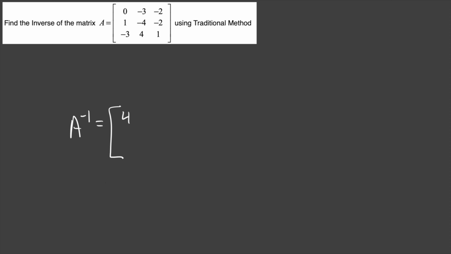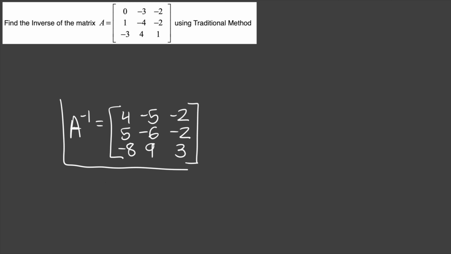4, negative 5, negative 2, 5, negative 6, negative 2, negative 8, 9, and it was 3. All right, so there is our answer. So there is the inverse of matrix A.